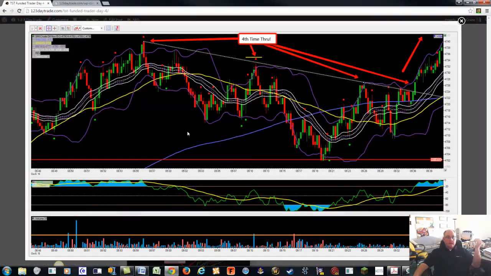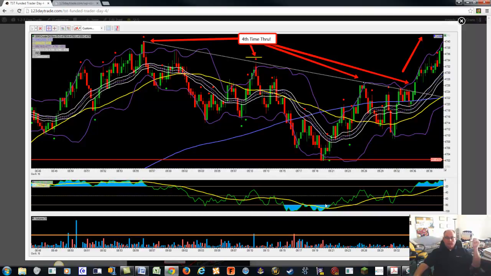And here is what I see, right? So now I'm in my sim account, right? 4th time through. This is a Gann thing. Gann talks about 4 times in through. So here's the first attempt right here. Here's the second attempt. Here's the third attempt. Here's the 4th attempt. And we can also see that we are bottoming.